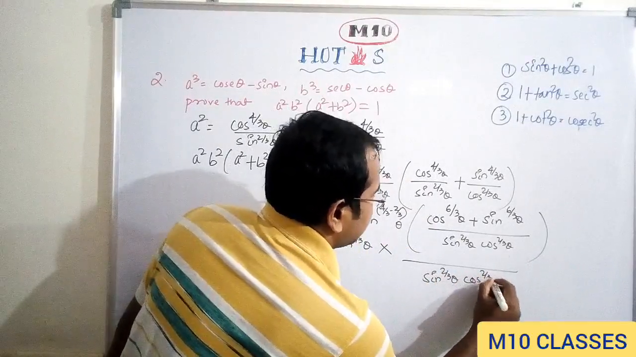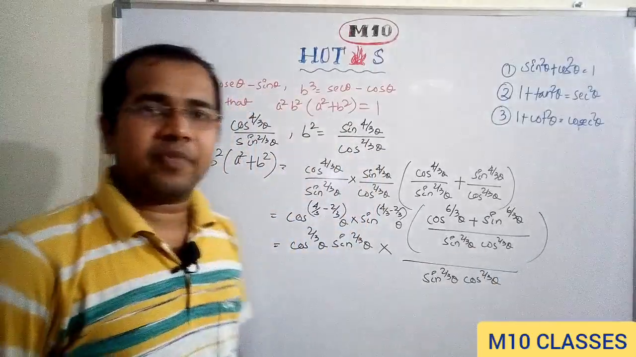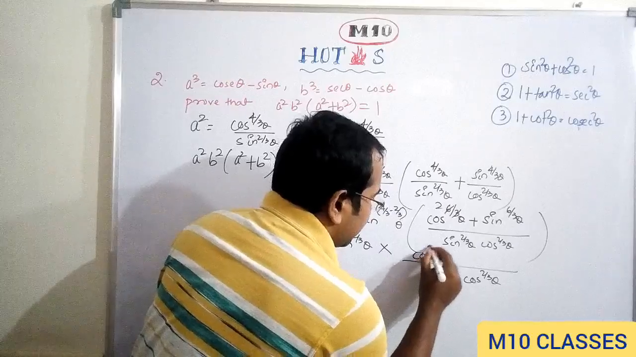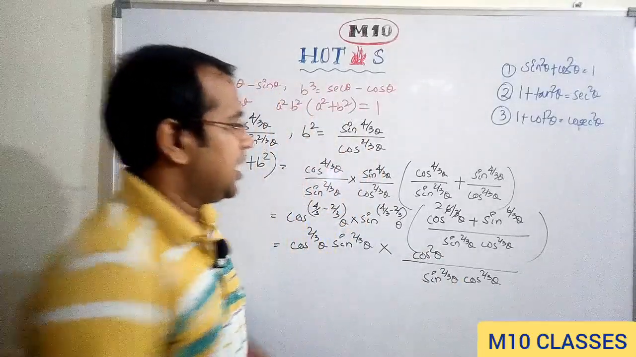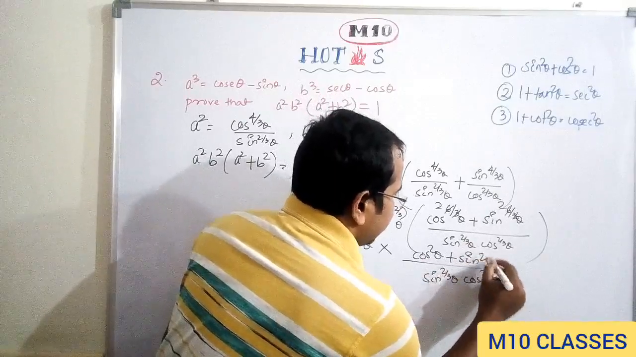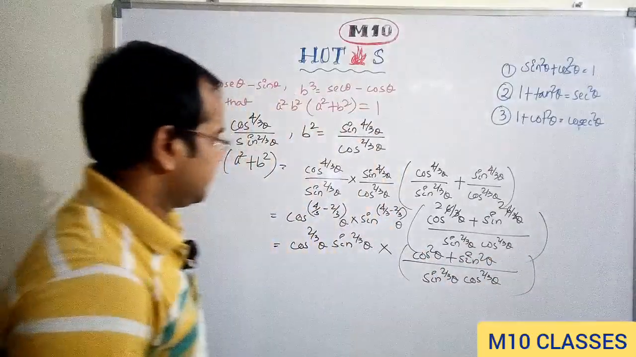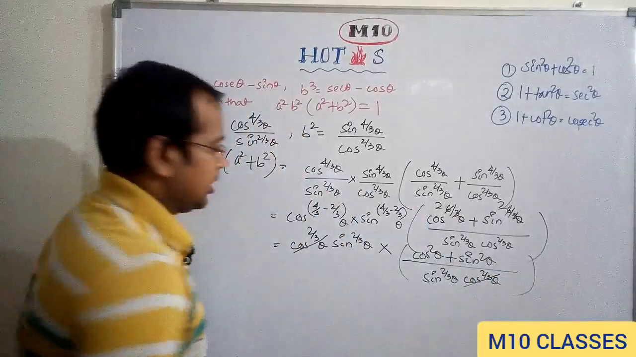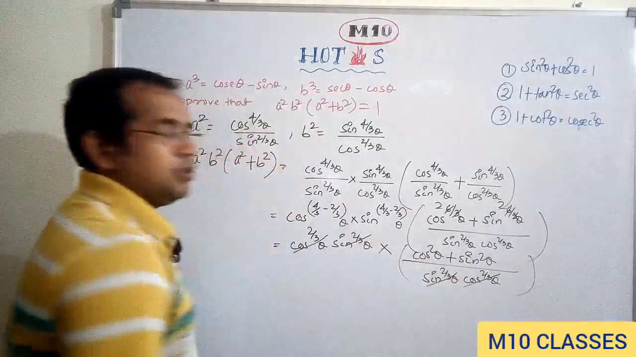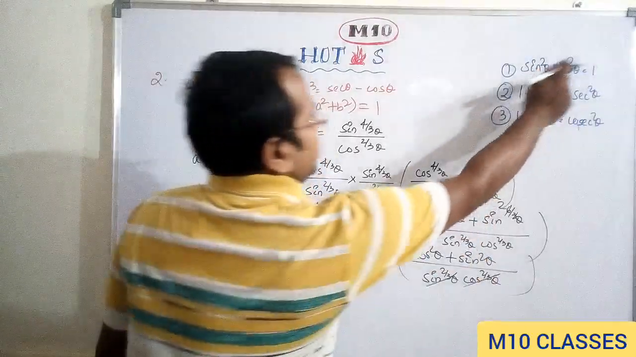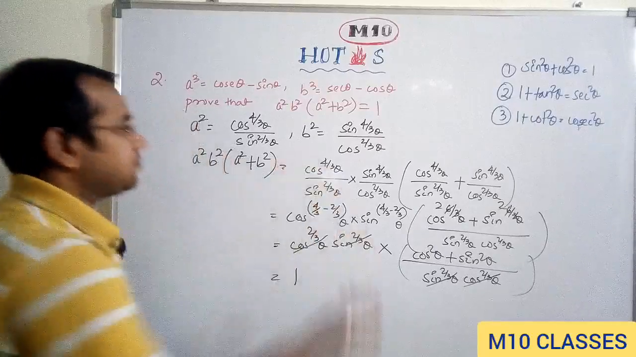Now see here, this 3 and 6 will be cancelled out. You are going to get cos square theta. Similarly, this will be cancelled out. You will get sin square theta. As friends see, this cos to the power 2 by 3 theta will be cancelled out. These two are cancelled out, and what is left? It is cos square theta plus sin square theta, which is nothing but equal to 1. This is the answer. Solved.